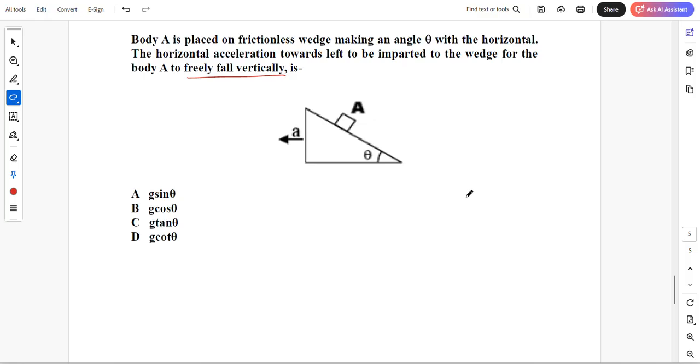Now we are supposed to apply forces on it. You know that mg will be downwards. This is perpendicular.